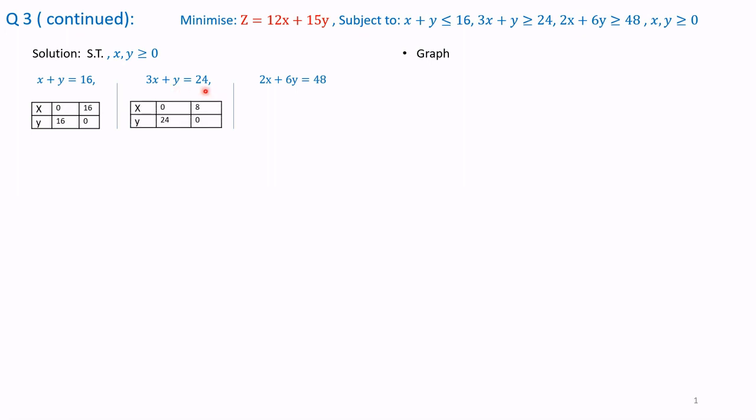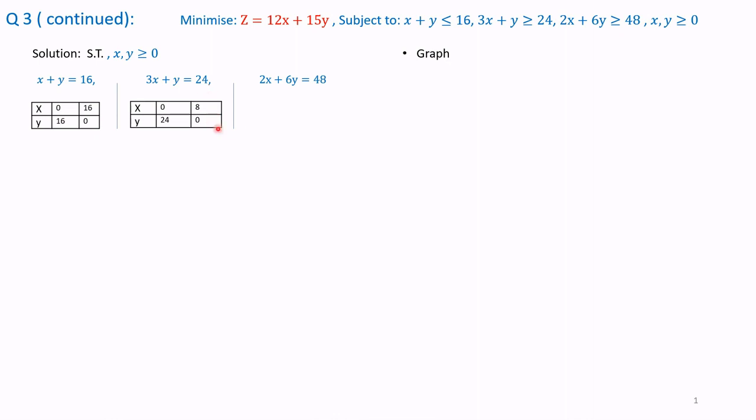So when x is equal to 0, y is equal to 24. It is written here, x is equal to 0, y is equal to 24. Similarly, when we put y is equal to 0 here, 3x is equal to 24 or x is equal to 24 divided by 3, that is equal to 8. So these two values are written here in the third column of equation 2.